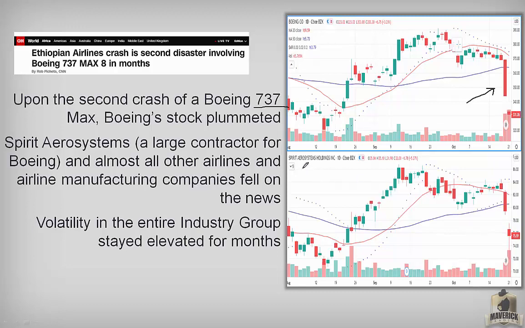So a company like Spirit Aerosystems, well, it tanked right along with Boeing, in lockstep. Because if the 737 is going offline, well, that's going to impact their revenues, their earnings, their profitability. So an entire industry group could be impacted by the news of one, especially if there are connections between those companies. We definitely saw that in the financial crisis.